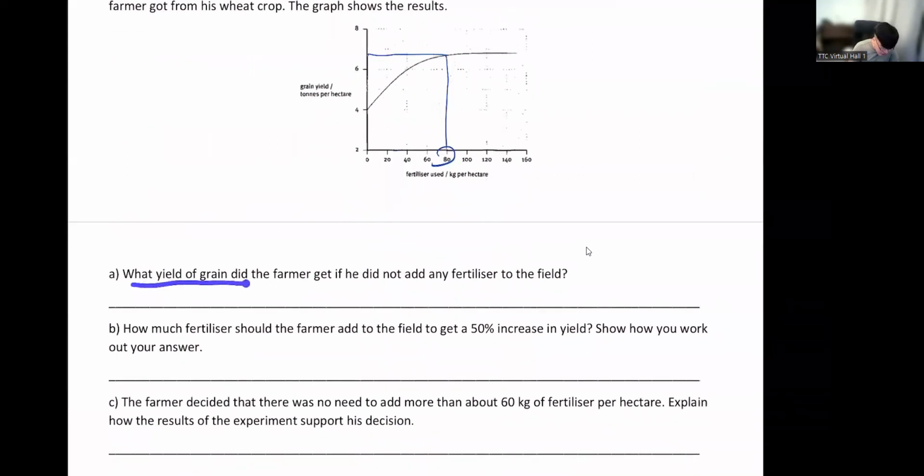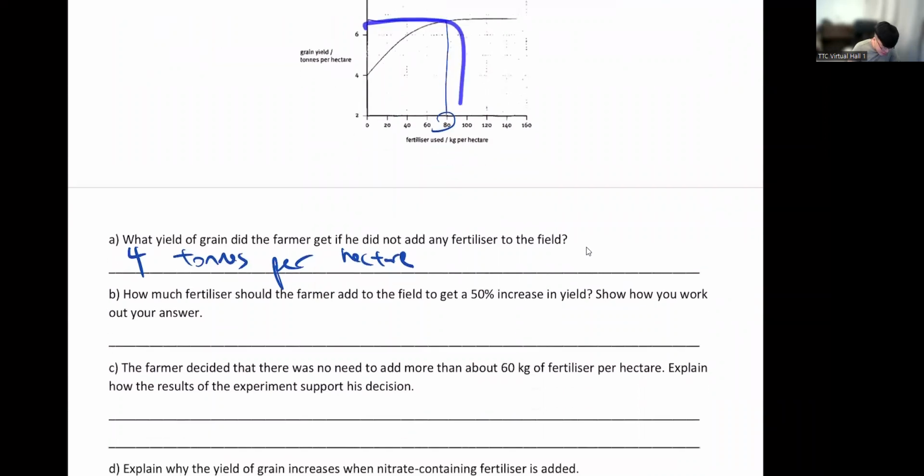So what yield of grain did the farmer get if he did not add any fertilizer? Okay, if there's 0 fertilizer, you only get 4 tons, right? For 4 tons, sorry, forgot the unit here, 4 tons per hectare. Hectare is the area for land. This is used by old people. They use hectare, they use acre, they use square feet. We just don't use that. We just use meter square, right? But this is for them lah. So this is your hectare.